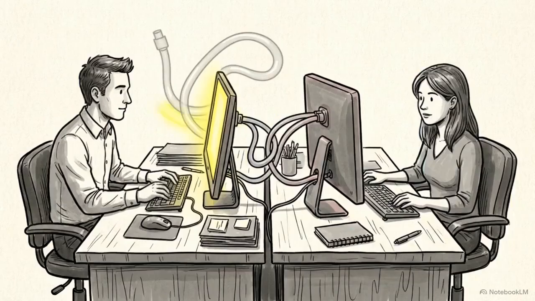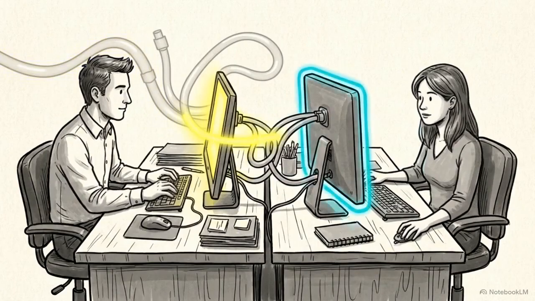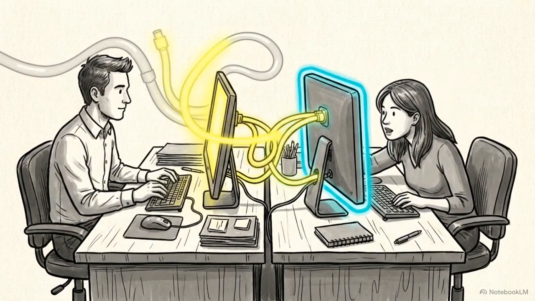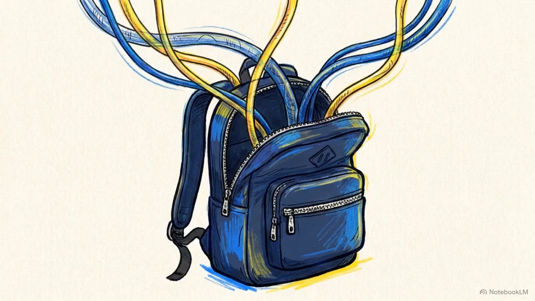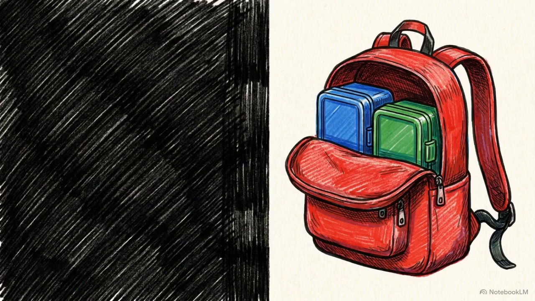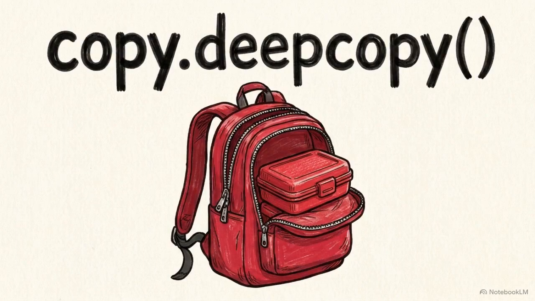Before you duplicate your data, you just have to ask yourself how much independence your new task actually needs. This chart shows our rule of thumb. On the left, if you only need to edit the outer structure, like adding a whole new lunchbox, use copy.copy. It gives you a new outside while keeping the inside shared. On the right, if you need to change the specific items buried inside the containers, use copy.deepcopy. That gives you a structure that is completely new, from top to bottom.